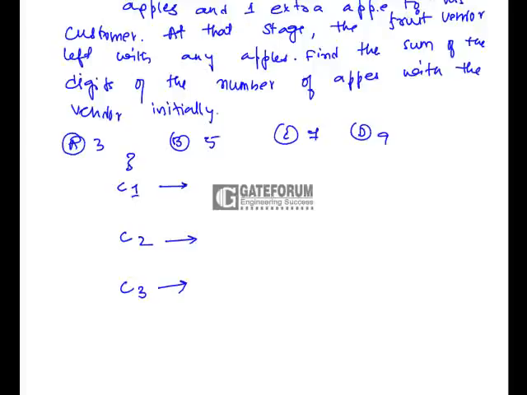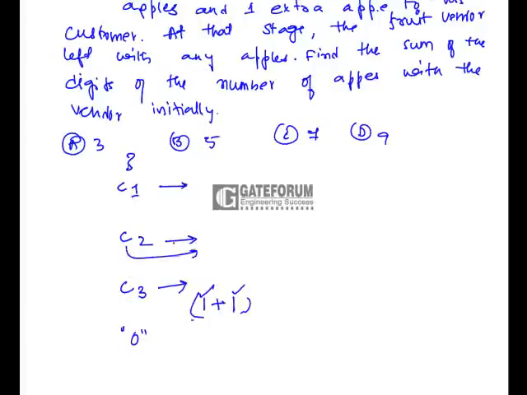Now this problem will be easy if we solve from the answer, that means from the last. After the third customer, he is left with no apples, that means 0 apples. If he is giving half of the apples and 1 extra apple, he must have had only 2 apples, so that he can give half, which is 1, and 1 extra apple to the third customer. So after the second stage, he will have only 2 apples.